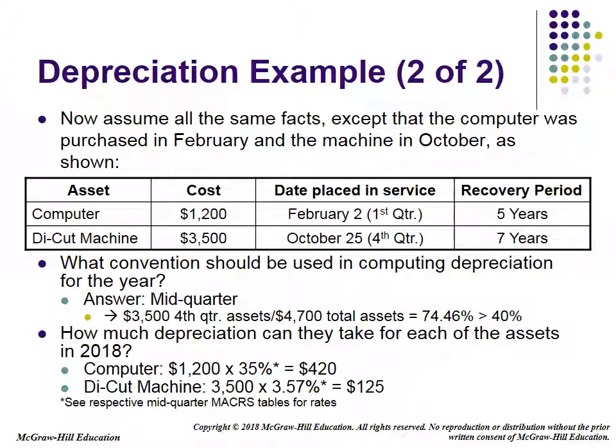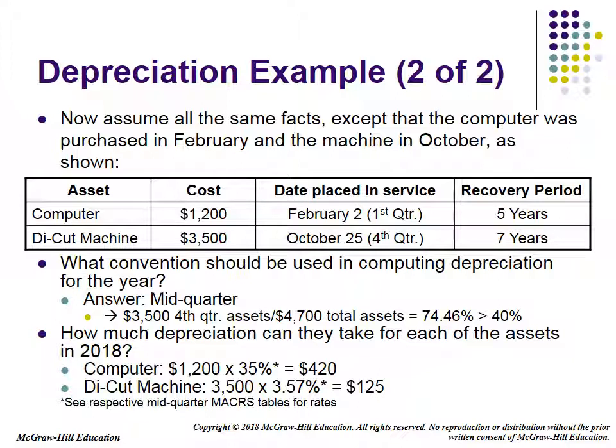Now assume all the same facts, except that the computer was purchased in February and the machine in October. You go about doing the calculation the same way. Now the die cut machine purchased on October 25th was $3,500. So that's the amount of the assets purchased in the fourth quarter. Total personal assets were $4,700. So almost 75% of the personal assets were purchased in the fourth quarter. Cannot use half-year convention. You must use a mid-quarter convention.